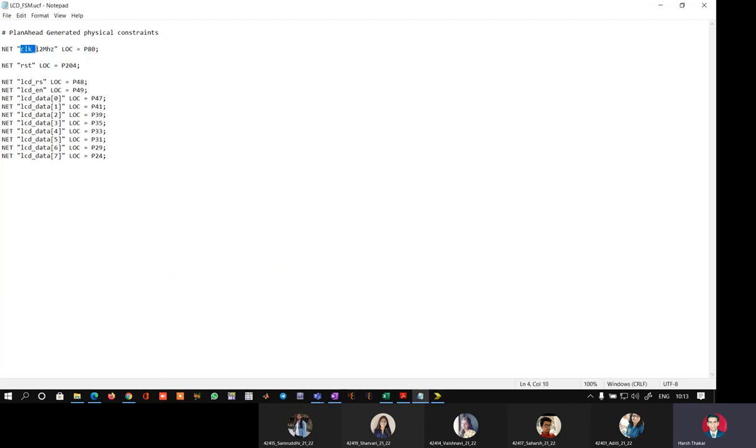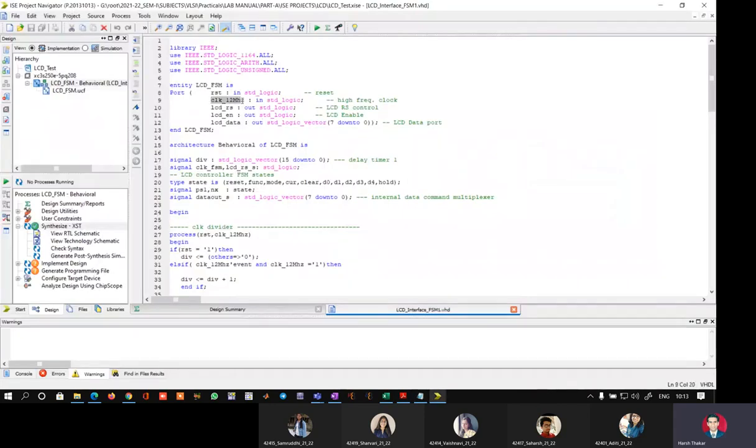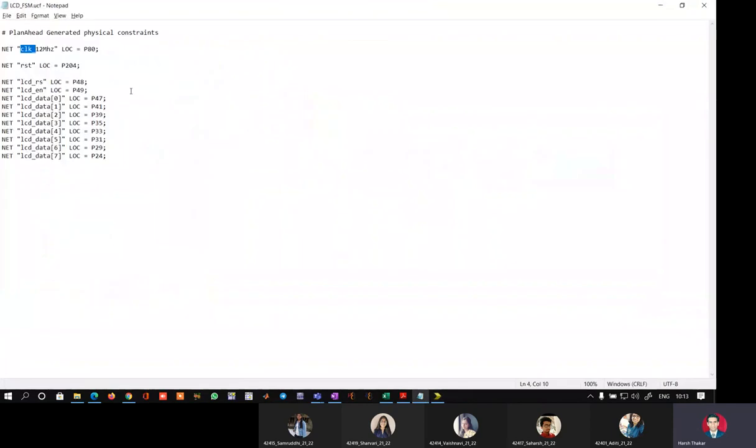Similarly, the clock is now given the name CLK underscore 12 megahertz. So we have been using the signal name CLK for clock in both USR and in FIFO, but here we have used a different name because we want to indicate that this clock has a frequency of 12 megahertz. So instead of CLK, I have used CLK underscore 12 megahertz. This input signal is also mapped to pin number 80.